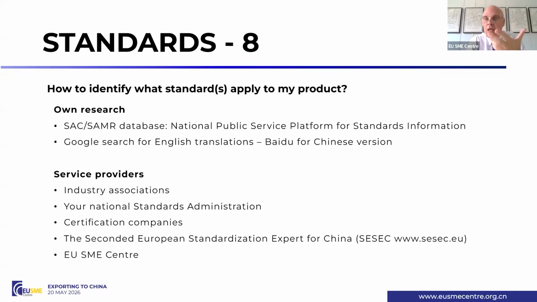One of the first things that you need to know, most probably, is to contact your industry association. Most probably, you are not the first company in your sector that wants to export to China. So most probably, at your association, they know a bit about the mandatory standards. They might even have already some translation in your own language or in English. So this is the first call that you need to make. It's your industry association.